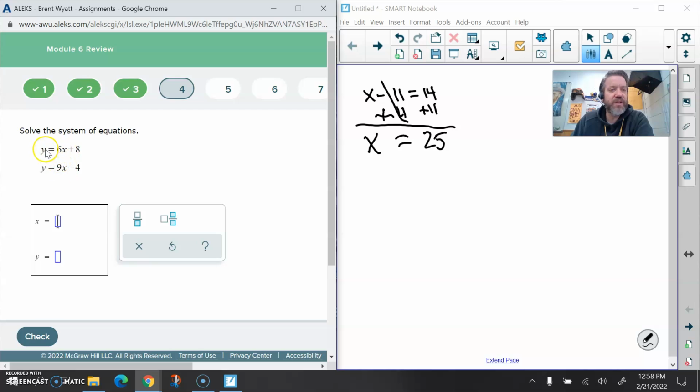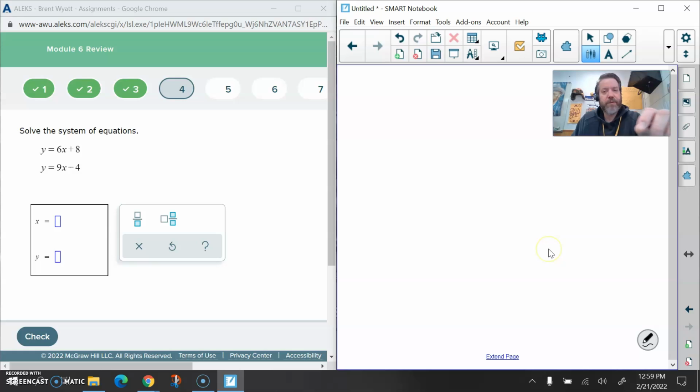Since both of these are equal to y, I can set them equal to each other. 6x plus 8 has to equal 9x minus 4. Now I'm actually going to write it the other way around, and I have a reason for that. Here I'll write 9x minus 4 equals, and then I'll put 6x plus 8 on the right side.